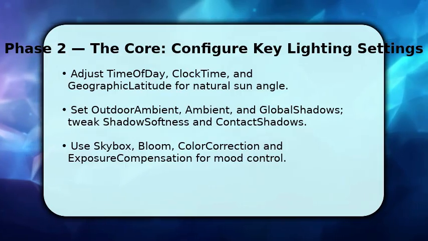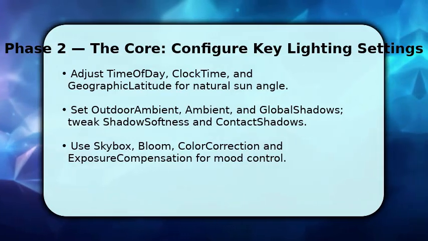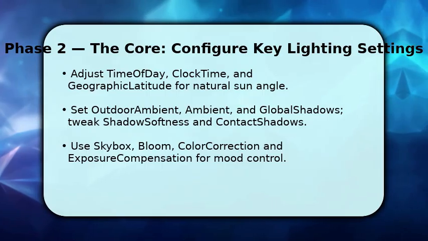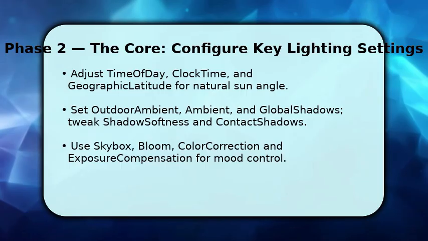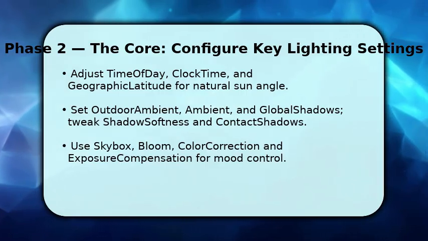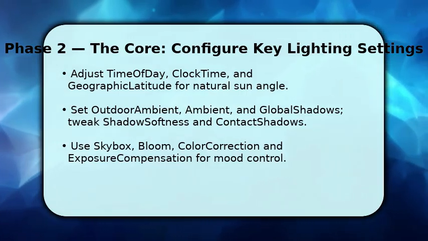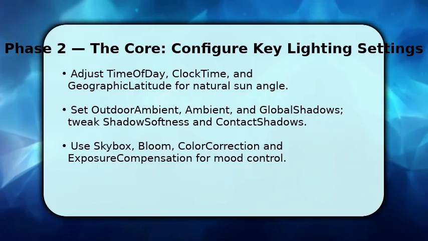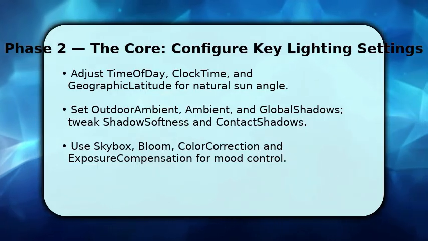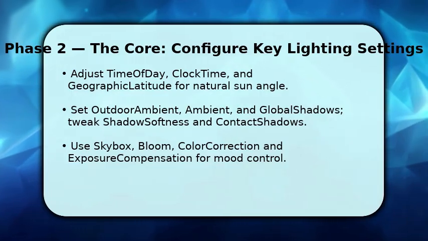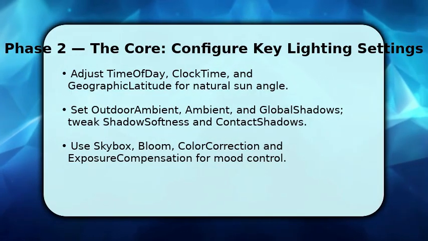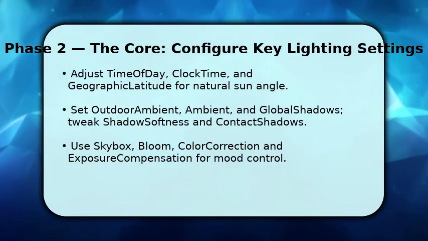Set time of day and clock time to place the sun where you want it, and tweak geographic latitude for angle accuracy. Then adjust outdoor ambient and ambient to balance midtones, enable global shadows, and refine shadow softness and contact shadows so edges read correctly. Use a custom skybox, add bloom and color correction to shape color, and adjust exposure compensation so highlights and blacks retain detail.